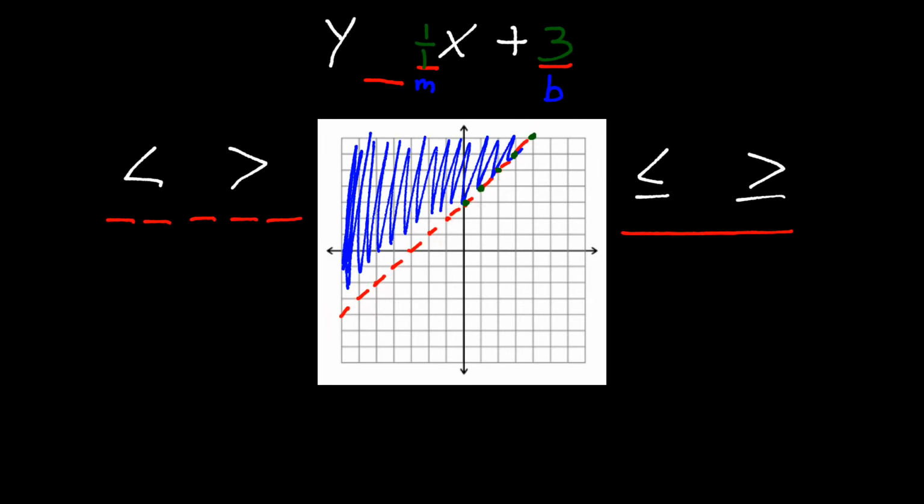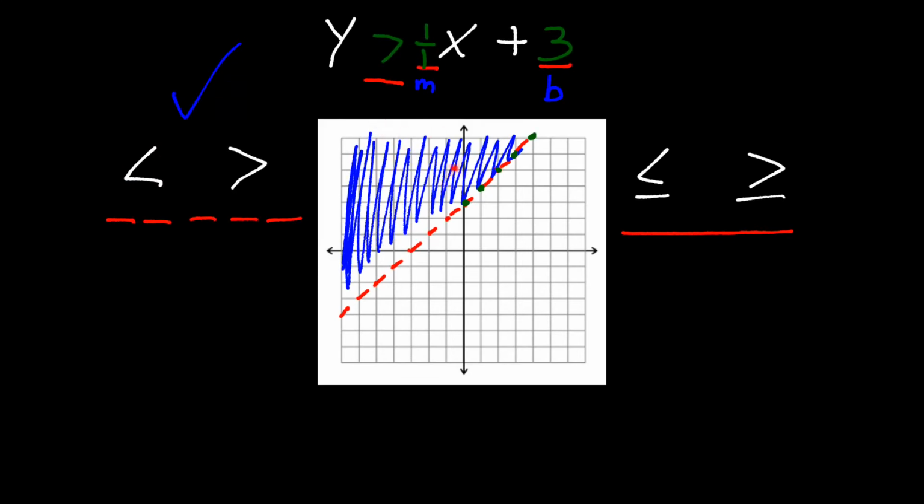And hopefully you say to yourself, this is dashed, so I need to use either less than or greater than. How can I decide? Well, here's a little trick. If you are in slope-intercept form and the shading is above the line, I think we can agree this is above and this is below. If the shading is above the line, we want greater than. If the shading is below, we want less than.